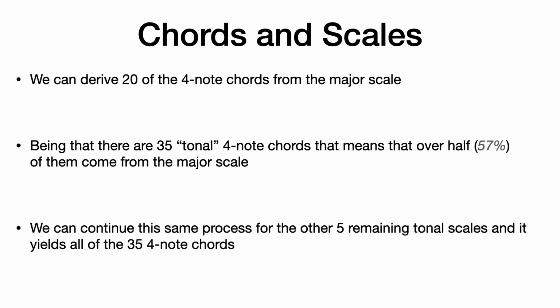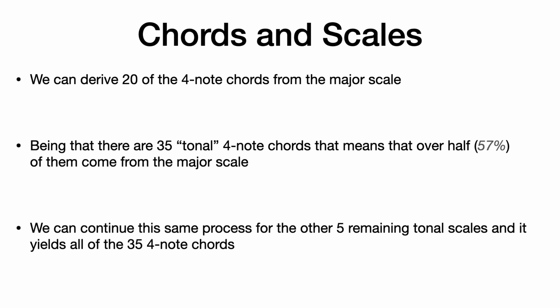And then we can continue that process for the other 5 remaining tonal scales, and it ends up yielding all of the 35 4-note chords. So one of the reasons why those 6 primary tonal scales are so useful is because they truly yield all of the potential 35 4-note chords that we can hear as tonal.